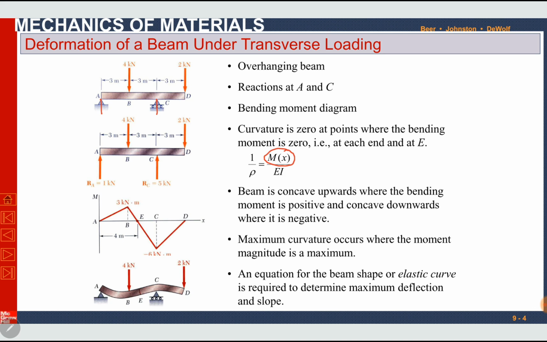Here we can see two concave curvatures, here and here, at points B and C. So we can see bending peaks in the bending moment diagram at the curvature points. For example, here is an upward concave curvature at this point. So here is a positive moment. Here is a downward concave curvature. So we have negative moment. Where there is a maximum moment of 6 kilonewton meter, there will be maximum curvature at point C.